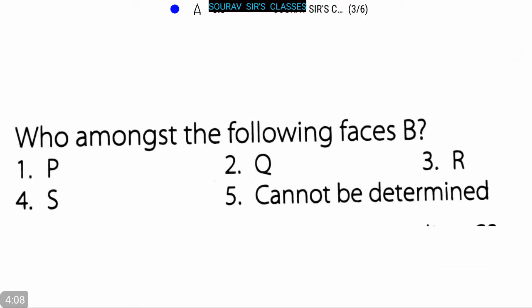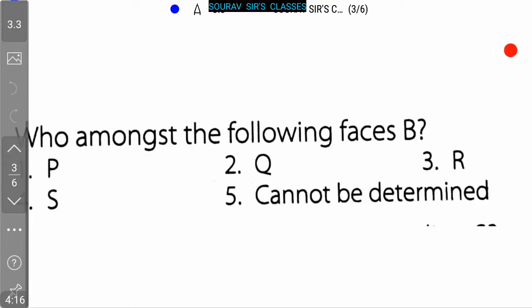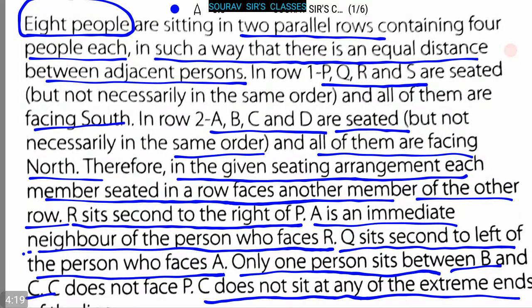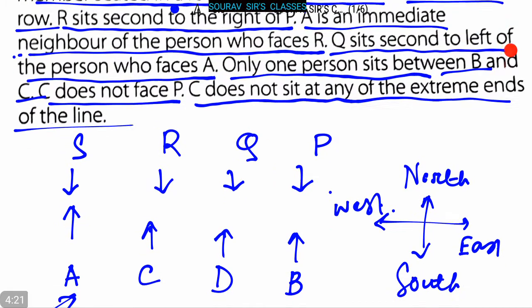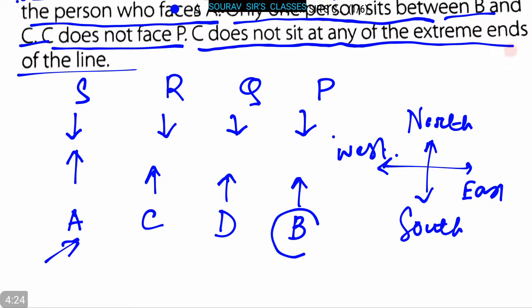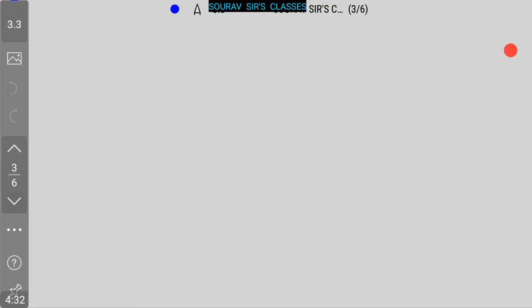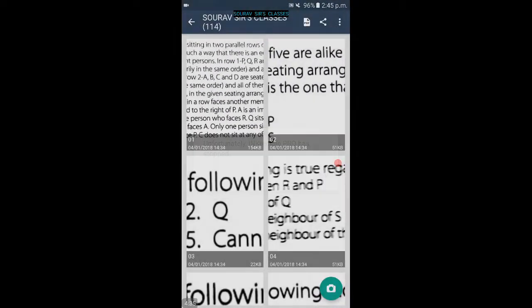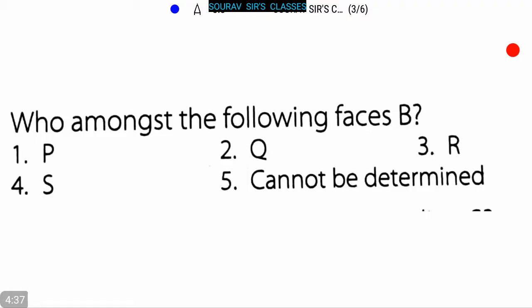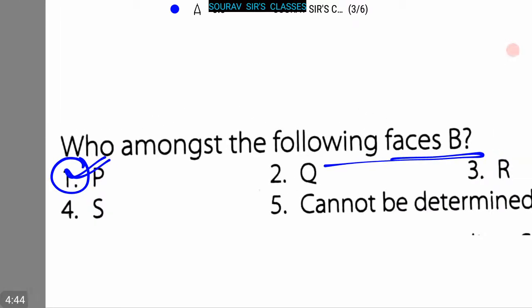Now this is our next question. Who amongst the following faces B? So we have to find the person who faces B. Now let's go back to the sequence. Okay, so here is B and the person P faces B. So here option 1, that is P, is the correct answer because P faces B.